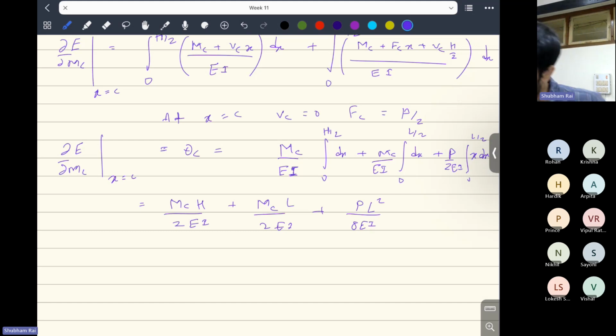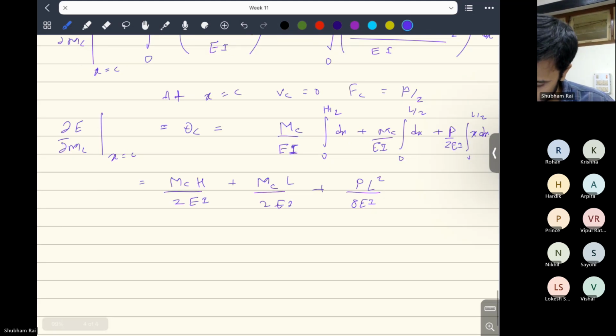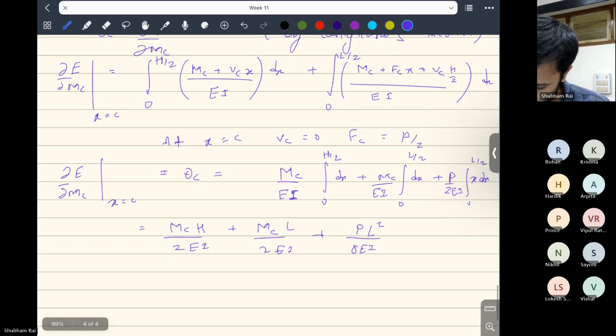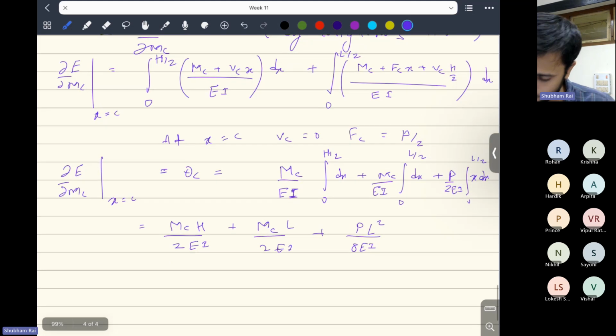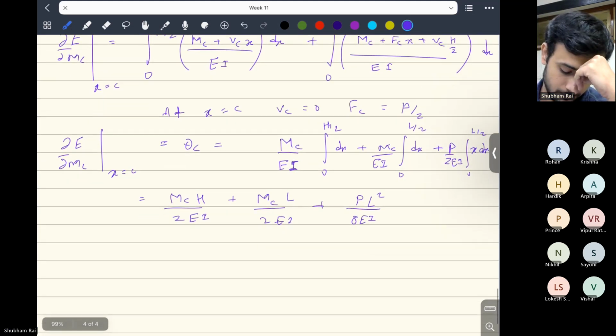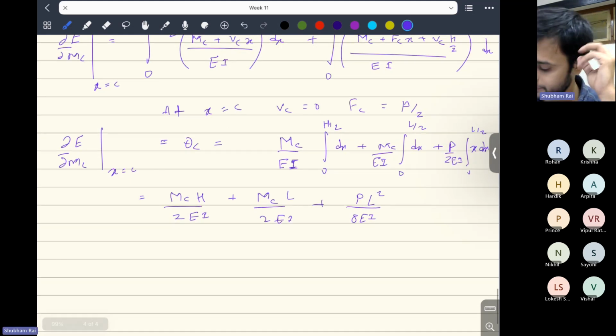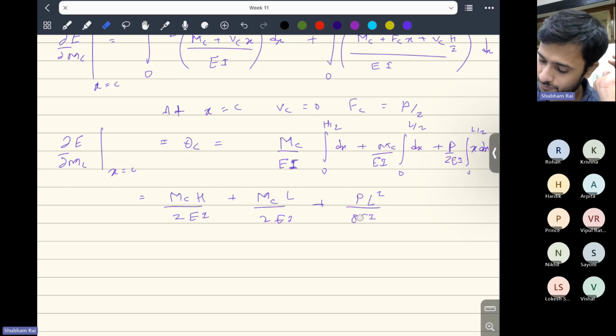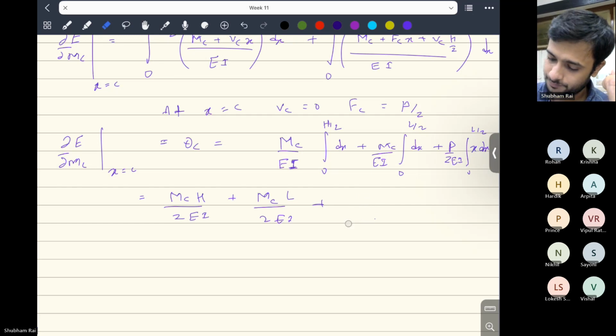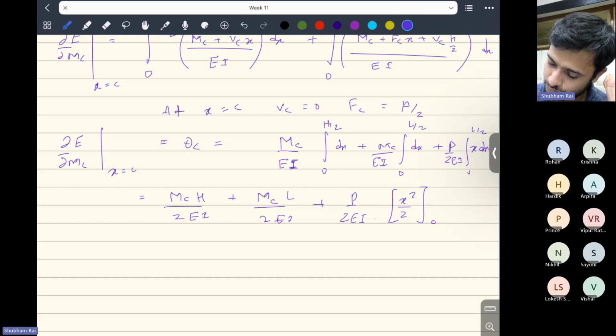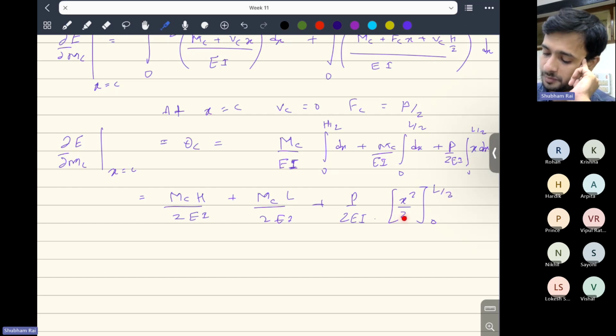So this will be 16 or 8? Let me just see. FC will be P by 2, and from here you get x square by 2, which is 4, it should be 8. Okay, yeah, so it should not be 8, it should be 16, because this is already P by 2EI, and from here you'll get x square by 2, and now you are substituting 0 to L by 2. So you will get L square by 4 multiplied by 2 will be 8, and here 16.